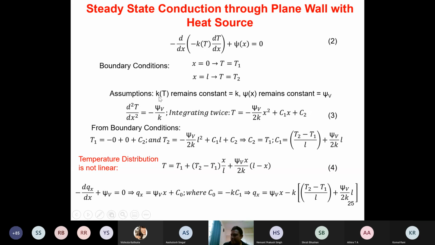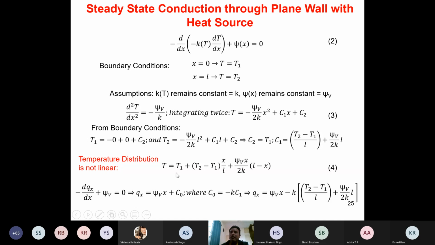So there are two boundary conditions. When x equals 0, we are looking at the left hand side of the slab, the temperature T is T1. Similarly, when x equals L, T is T2. If we put these boundary conditions in equation number 3, we can find C1 and C2, which we have already obtained in the last class. The C1 and C2 are put into the generalized expression 3, and what we get is the temperature distribution, which is equation number 4.